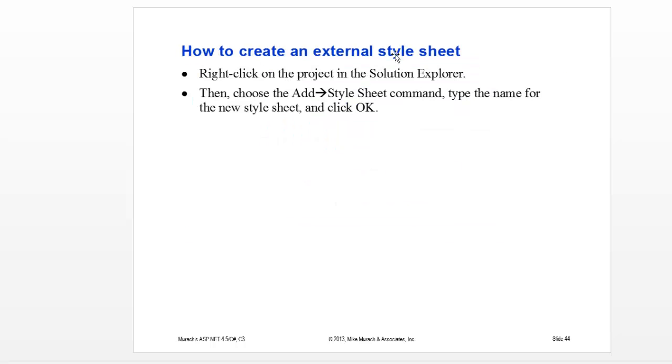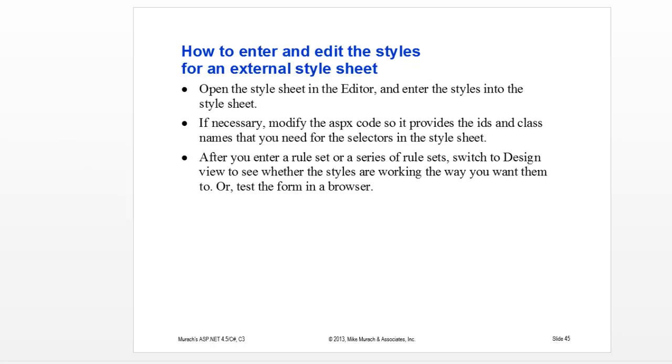If you want to create an external style sheet, then you would right-click the project in Solution Explorer, go to Add Style Sheet, and then type the name for the new style sheet and click OK. Then you can edit the style sheet however you want. You can enter and edit styles. You can open the style sheet in the code editor and enter the styles in the style sheet directly. Modify the ASPX code so it provides the IDs and classes. And then after you enter a rule or series of rules, you switch to Design View and see whether they're working. Or you can test them in browsers.